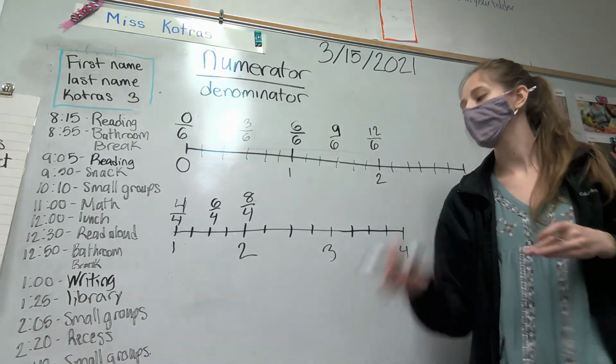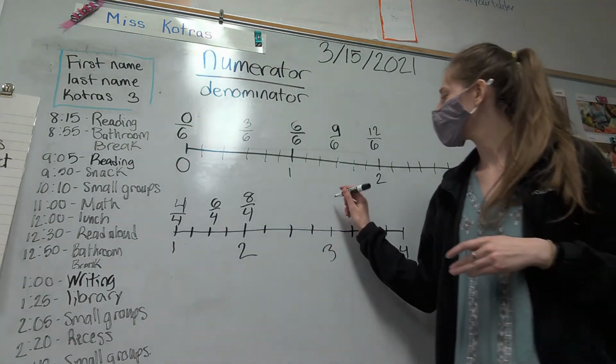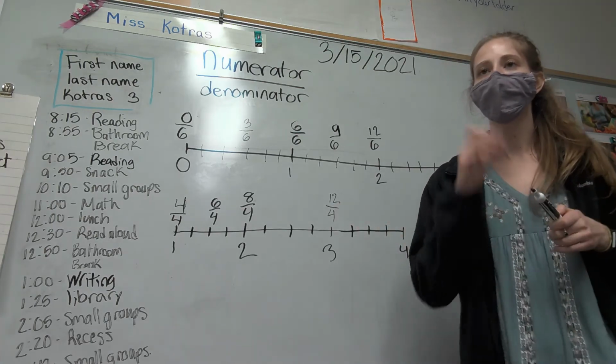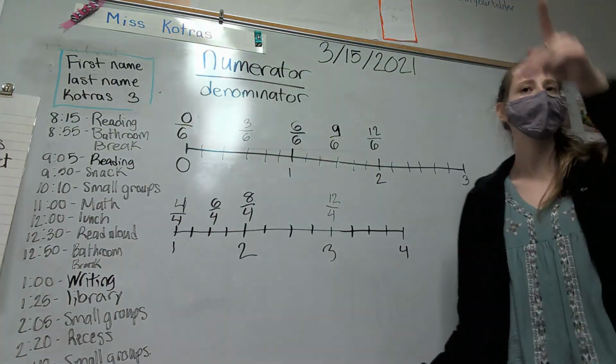Our next one was 12/4. Chimeria. On the 3. It's on the 3. Our last one that we didn't do yet was 16/4. Where does 16/4 go, Maurice?